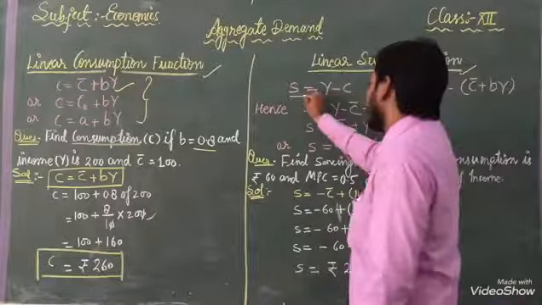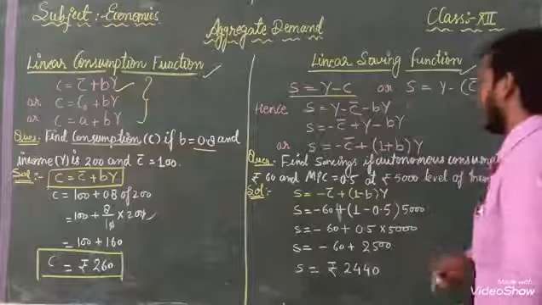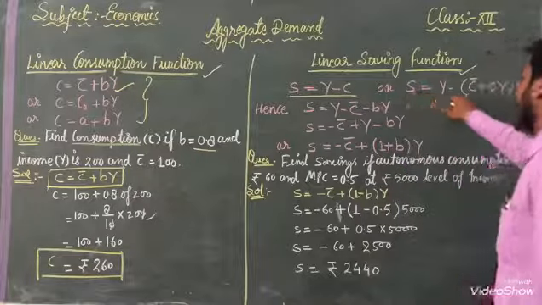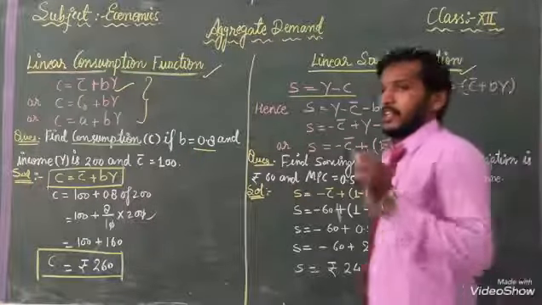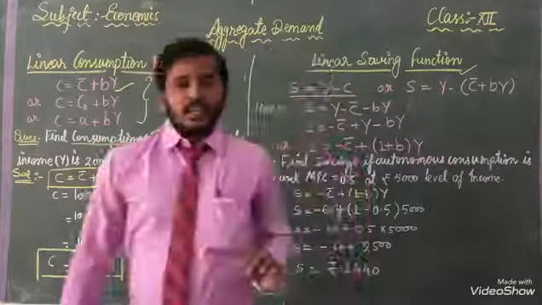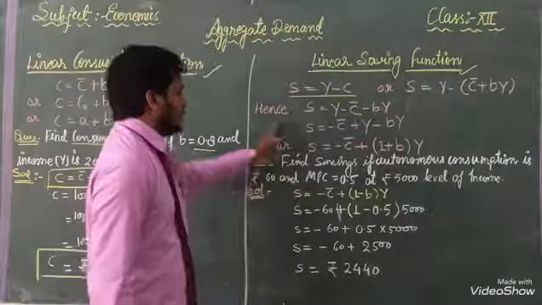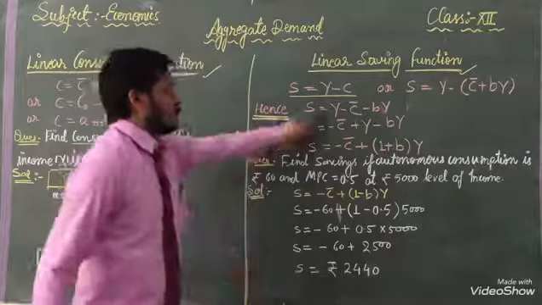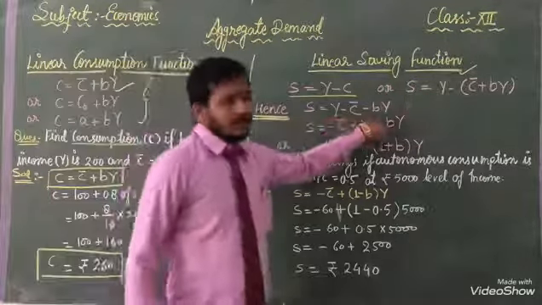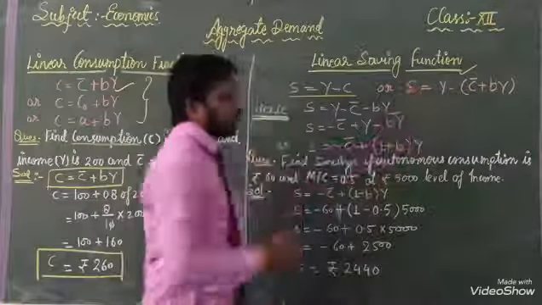First one, s equal to y minus c. Otherwise we can write it as s equal to y minus c bar plus dy. According to the formula we are able to put each and every value. So the next one should be there, hence s equal to y minus c minus dy. This is also a solution of this equation.